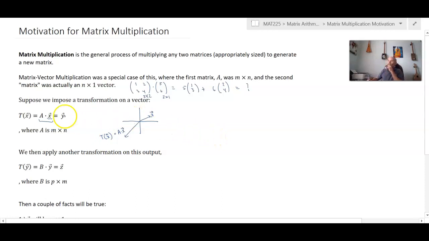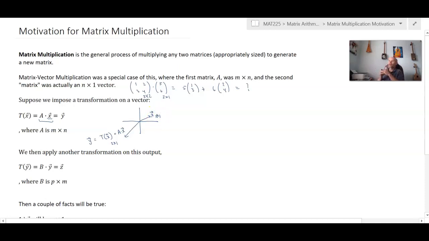Now, we're going to suppose that A is m by n. Therefore, as up here, x is an n by 1 vector. Now, in a case where A is 2 by 2, then y, which is the transformation of x, is also, notice, a 2 by 1 vector. So we start off with a 2 by 1, we get a new 2 by 1.